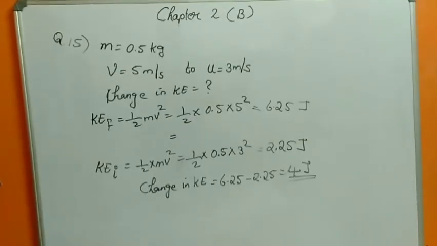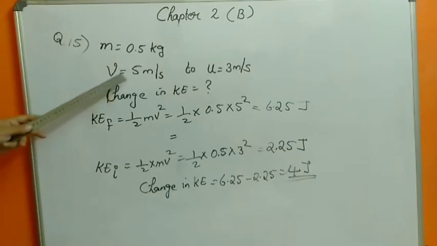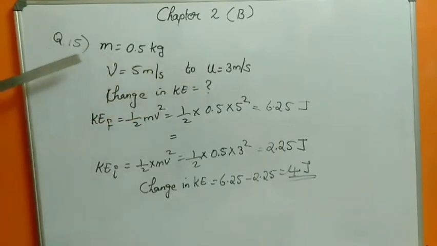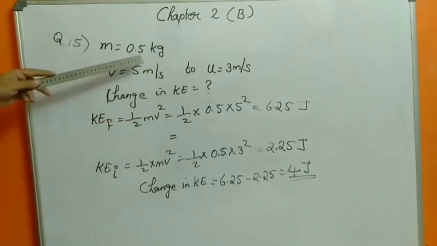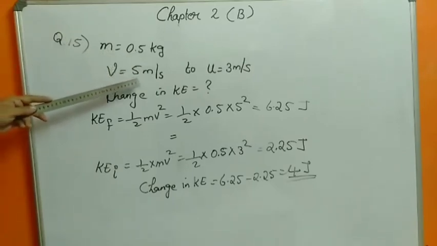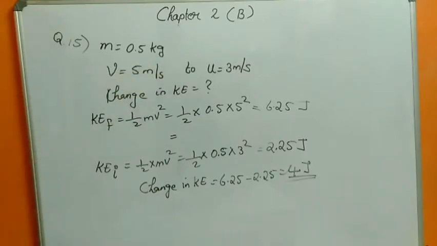Next, question number 15. A ball of mass 0.5 kg slows down from a speed of 5 meter per second to 3 meter per second. So already a ball is rolling on the ground. The mass of the ball is 0.5 kg. It is moving with a speed of 5 meter per second, and finally it reduces its velocity to 3 meter per second. Calculate the change in kinetic energy. You are not asked whether it is an increase or decrease, no problem. Here the question is just the change in kinetic energy.